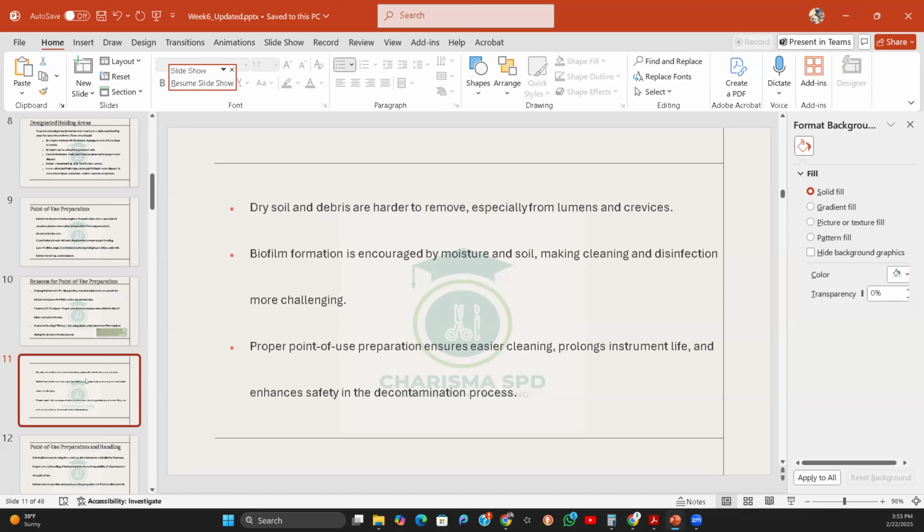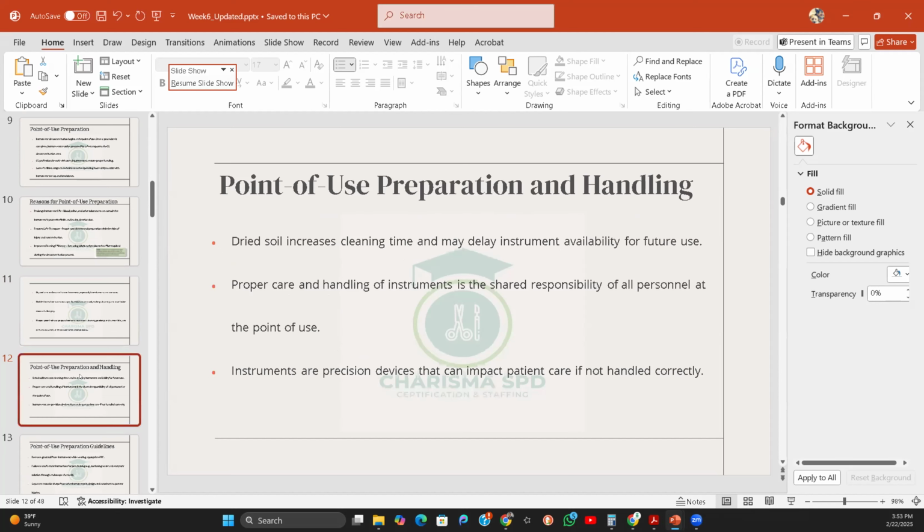The next point says proper point of use preparation ensures easier cleaning, prolonged instrument life, and enhances safety in the decontamination area. This point is very explanatory. It's just a buildup of the other previous points that we have looked at. All right, next slide, please.